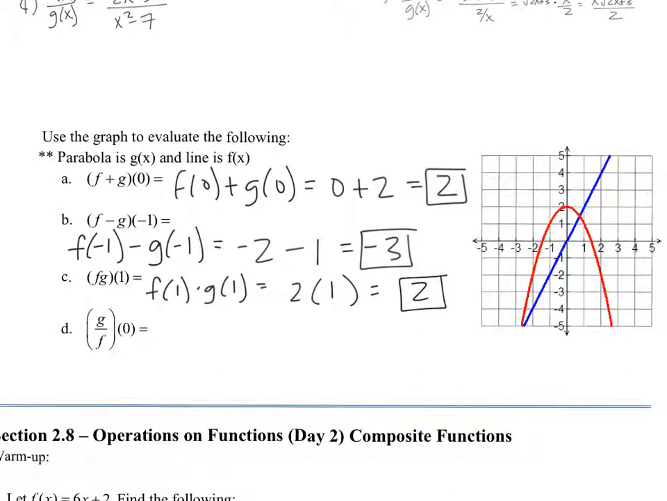And very last one, g of 0 divided by f of 0. So you guys need to know what this notation means. You need to know that this means this, and this means this. And once you can actually separate it out, then you should be able to find the points on the graph. So g of 0, the g is my parabola. So when x equals 0, my parabola is up here at 2. And when x equals 0 for the f, when the x is 0, the y is also 0 for the line. Oh, and I cannot do 2 over 0. That is undefined.